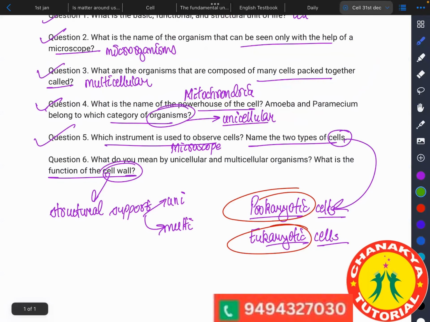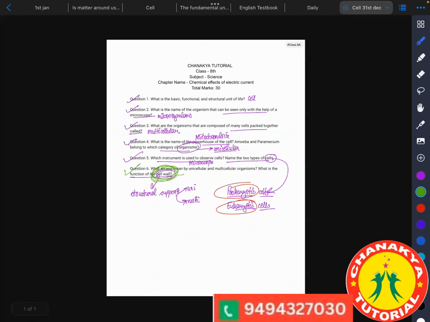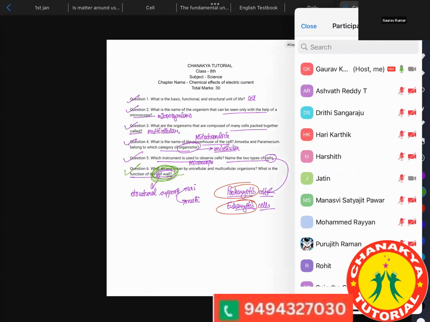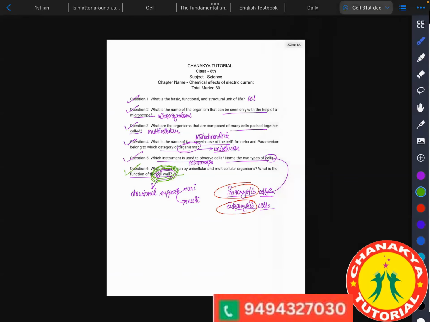Okay. Because of this question, I started discussing the cell wall. This is the main function of the cell wall, which is present outside the plant cell: it helps to provide structural support. Very good. Anyone has any doubt until now in this question paper? Any doubt? No, sir. No. Very good.